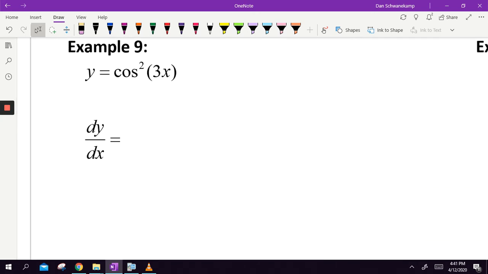Cosine squared of 3x. So cosine squared of 3x. We look at this thing. First thing you should recognize here is that the 2 is in a weird spot. Remember, that's the same thing as cosine of 3x all squared. That's the same thing. Don't let that be weird to you. We are taking the derivative of that.